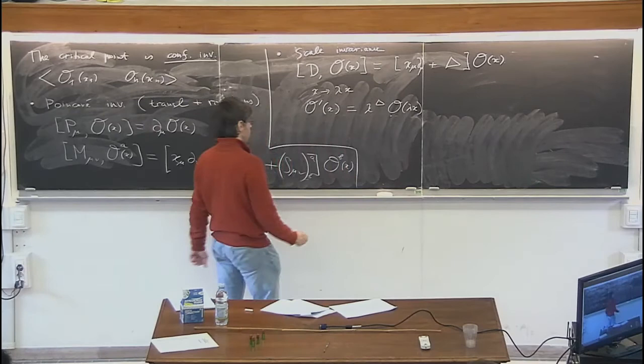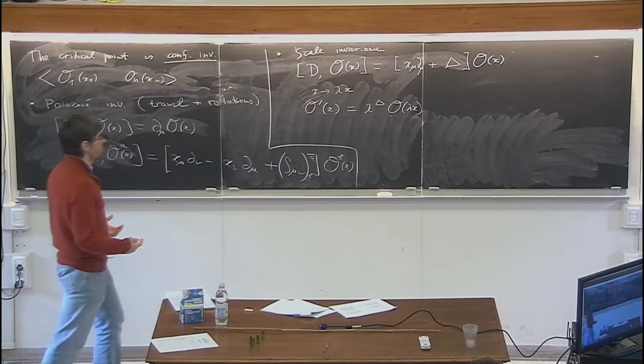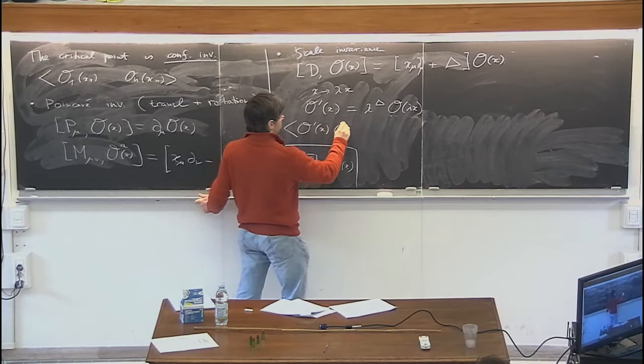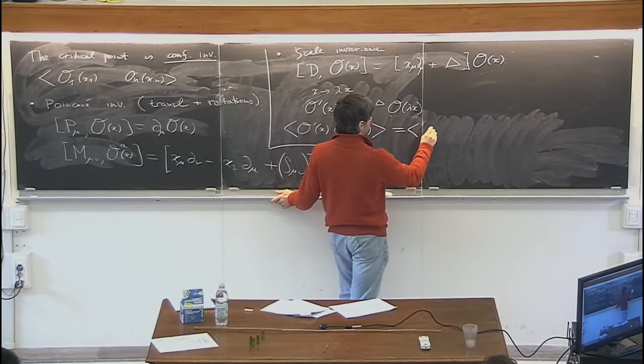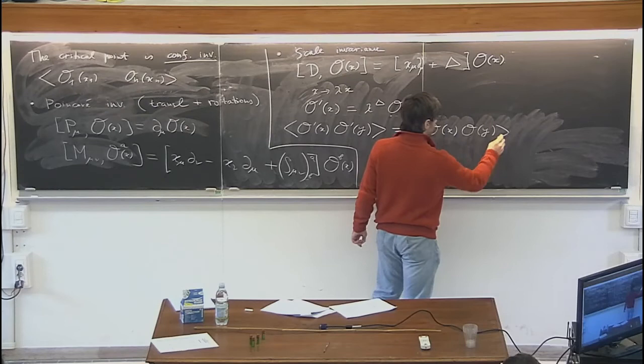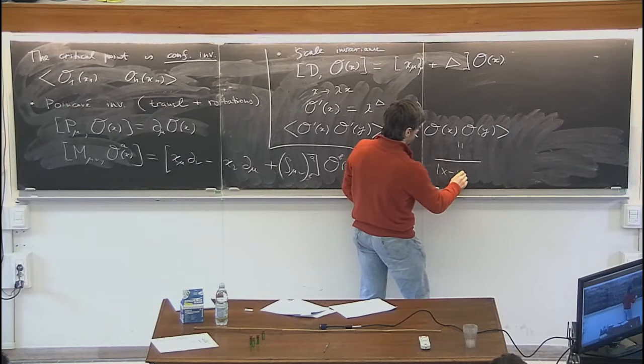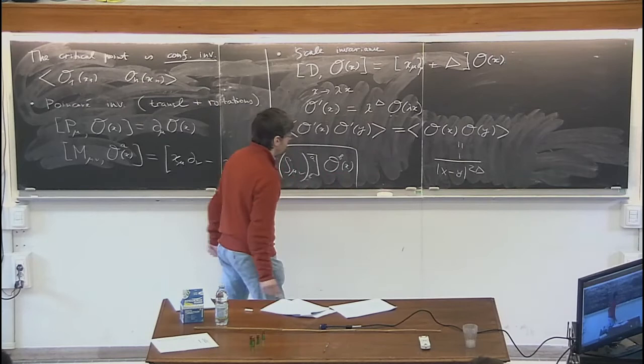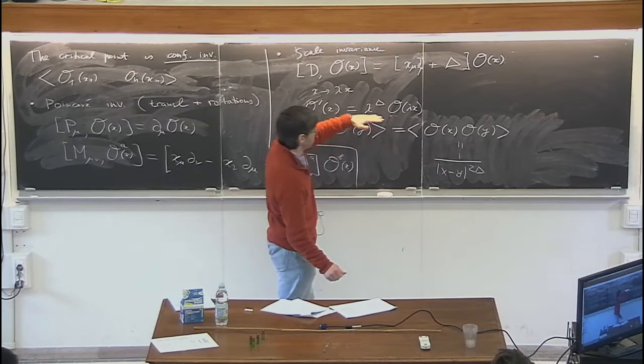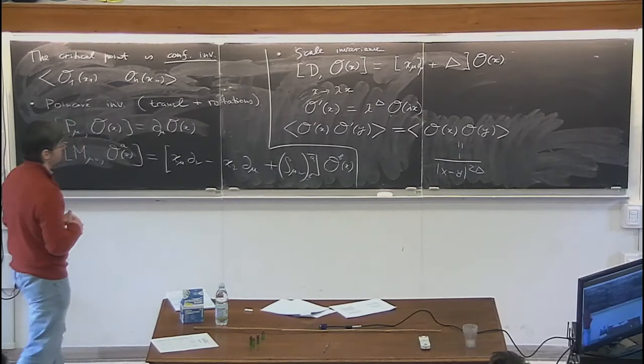And invariance under the scale transformation simply means that the transformed fields O prime of x, O prime of y, have the same correlation functions as the original fields, O of x, O of y. This is the content of scale invariance. And as you remember, I told you that this two-point correlation function is equal to 1 over x minus y to the power 2 delta. And as you see, this form of correlation function is invariant under this transformation of the field O. So it's all as it should be.